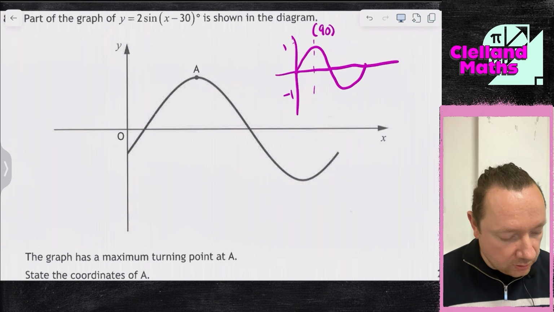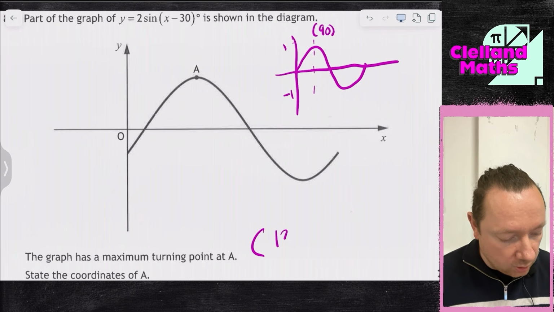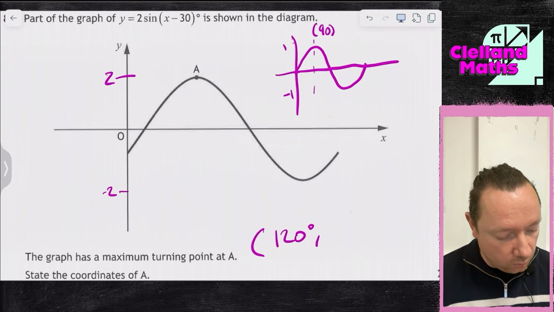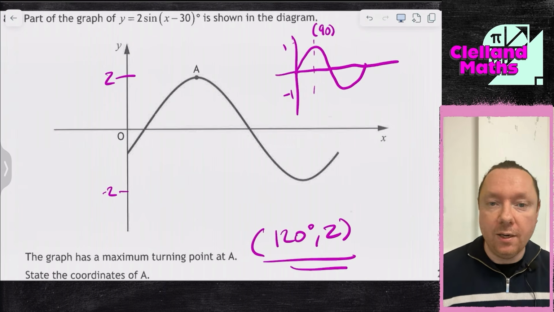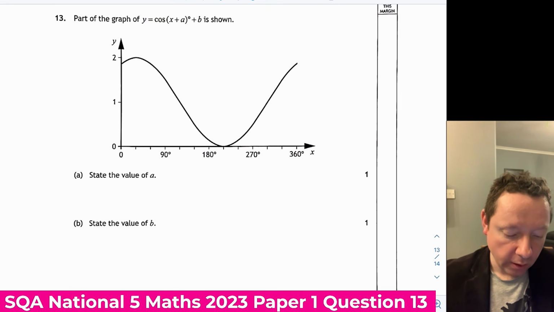So I think, well, what's happened to that graph? Minus 30 means it shifts to the right by 30. So I need to add 30 onto 90 to get 120 degrees. And then it's 2, so its max must be 2, and the min must be minus 2, so the second number is 2. The coordinates are (120, 2), and we're done there. SQA National 5 Maths 2023, Paper 1, Question 13.